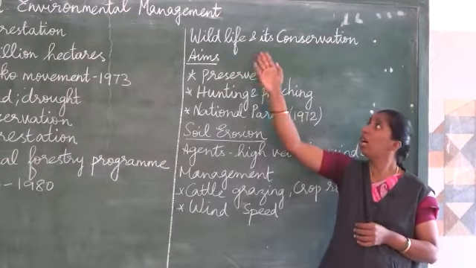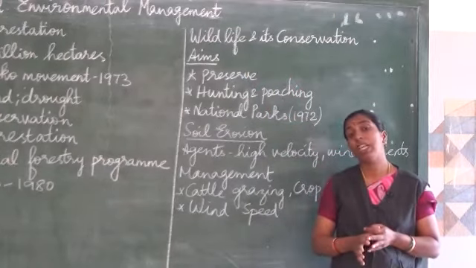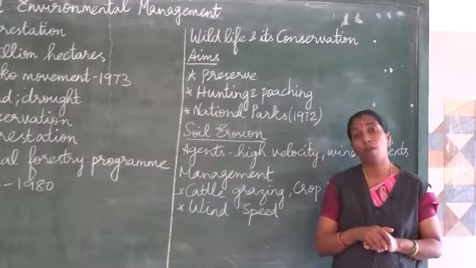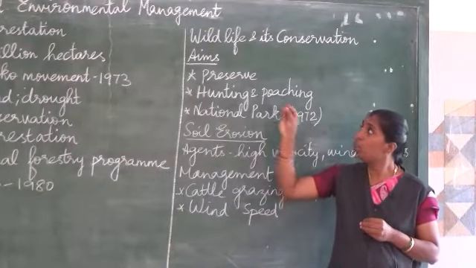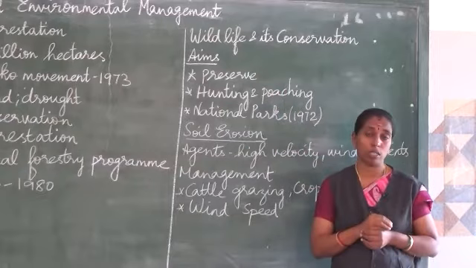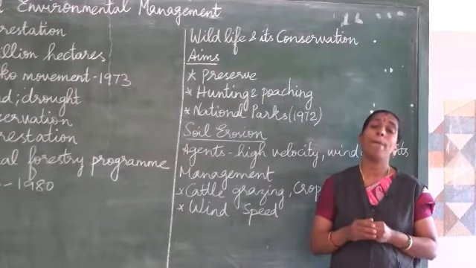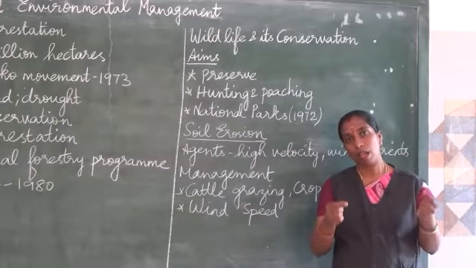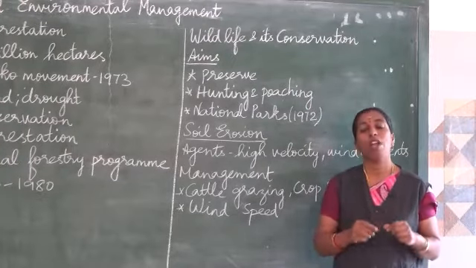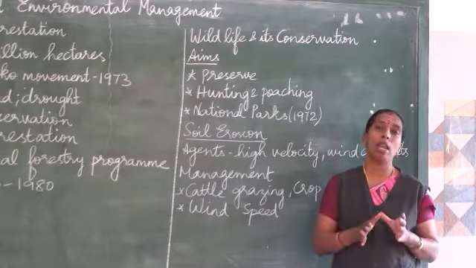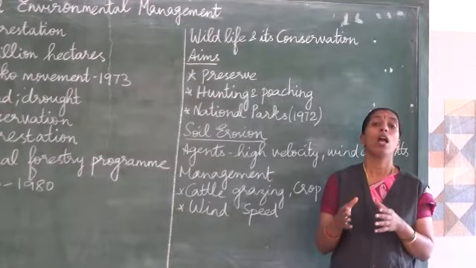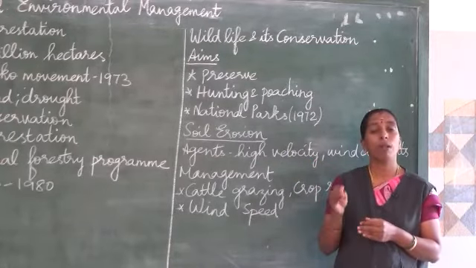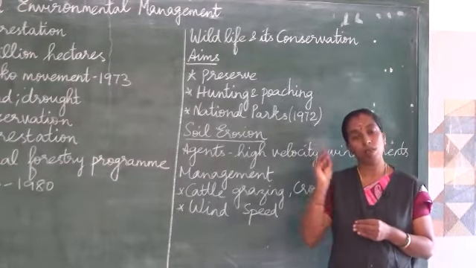We have to conserve wildlife for its ecological balance, and for this we need to conserve the forest. We have to give much importance to wildlife. Much importance means the first thing we can do is not disturb the wildlife. That itself is the main step to conserve wildlife.